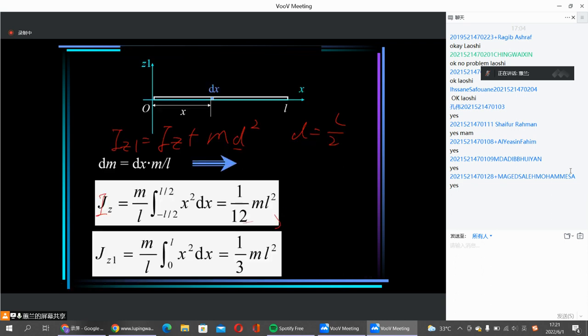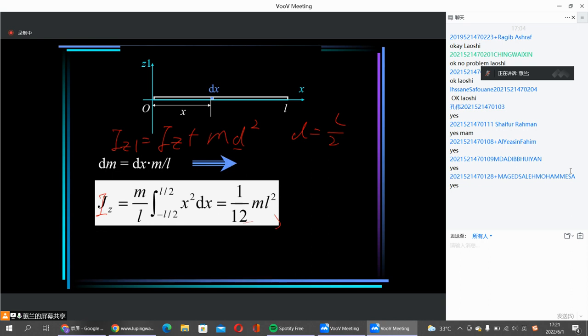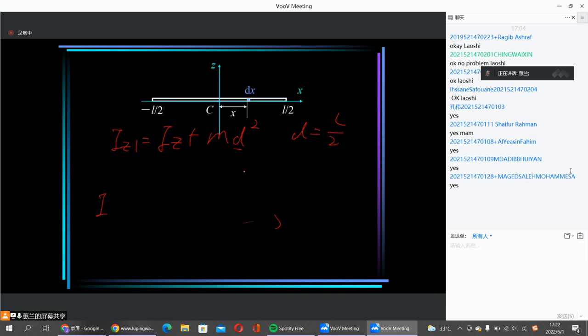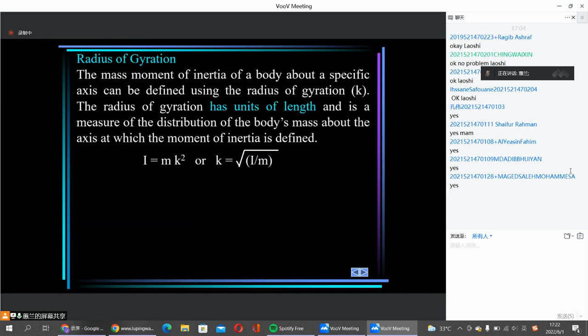So this is called the parallel axis theorem. It's very important. Okay, so this theorem is very, very important. You will use it often. Never forget. Here, G indicates the body's mass center. Okay, here is a plus. Sometimes we know I and we need to find Ig, and then Ig should equal I minus m d squared. Later on you will use it more and more often.